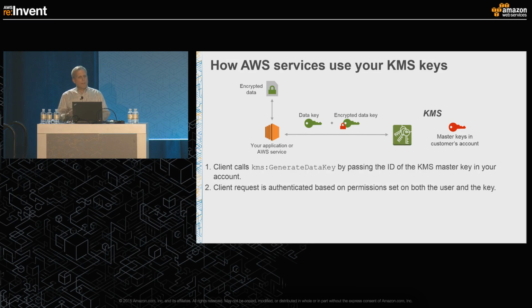The request is authenticated both on the application that's making the submitted request using standard AWS IAM access keys and secret keys, but then there's an additional policy check on the key itself that says, is this client that's calling me allowed to use this key in this way? So in the case of EBS, the person who wants to create an encrypted volume, that person, whether it's a human or an application, must also have permissions on the KMS master key to make a generate data key request.